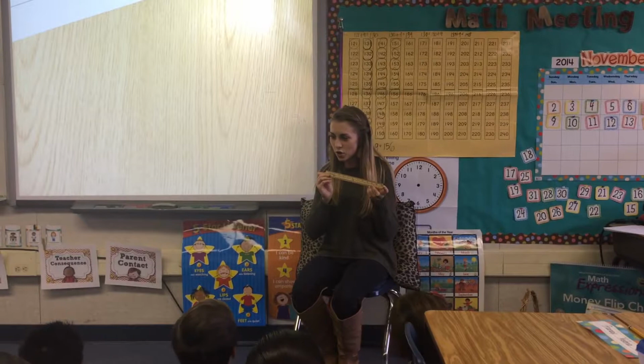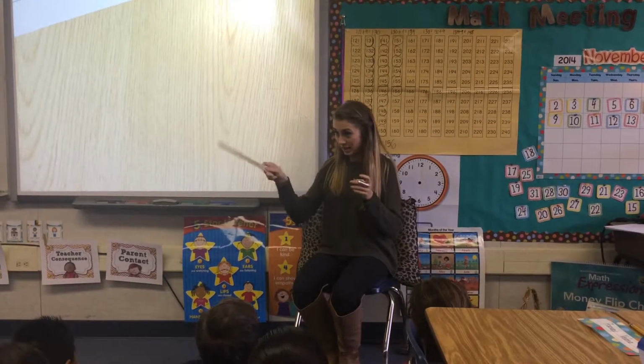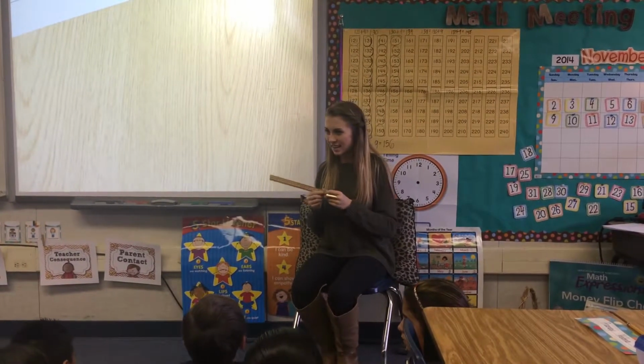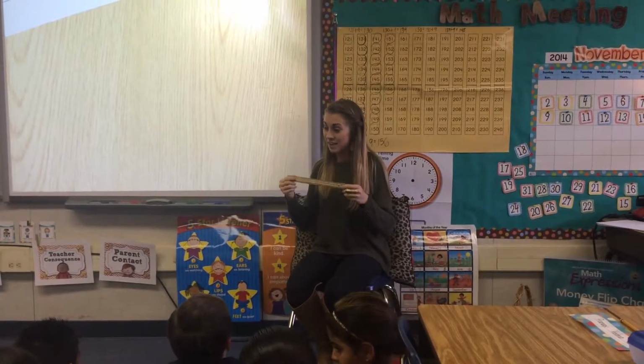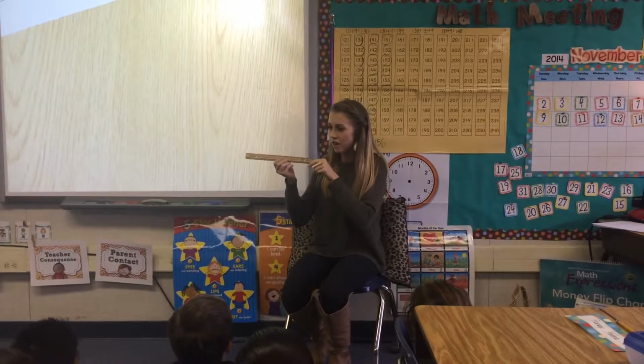And do any of you know what the whole ruler is called? Kira? I forgot. Paula? 1 foot. A foot, yeah. So this whole thing is called a foot.